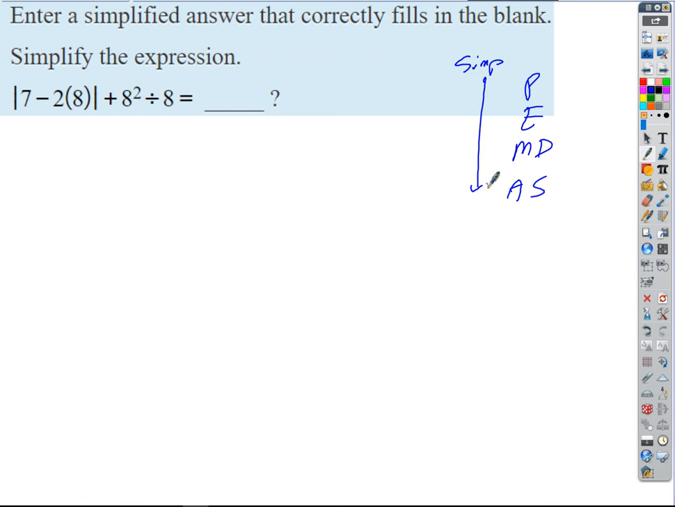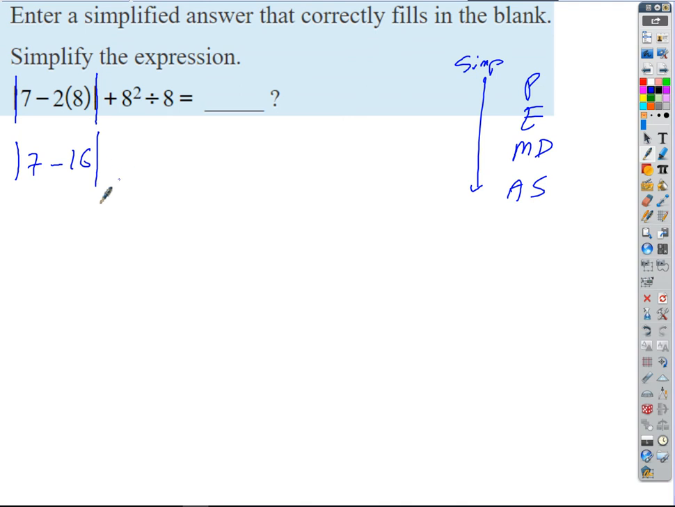So what's first? Okay, parentheses, but that just means any kind of grouping symbol, right? So we've got these absolute value bars here, so we've got to do everything in there first. So inside the grouping symbols, what's first? Good, I got to do multiplication before subtraction. So I get absolute value of 7 minus 16.